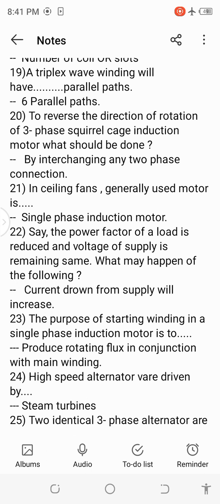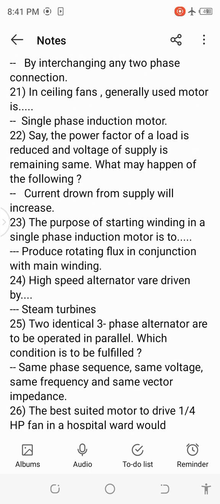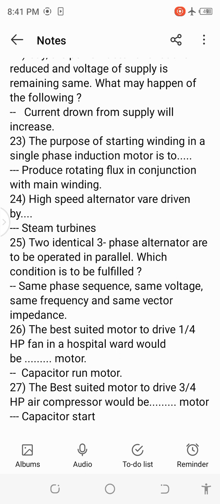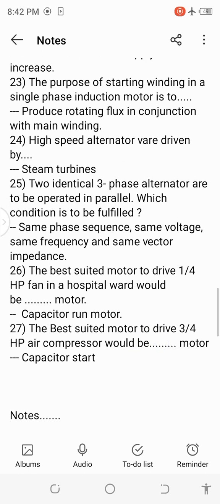23. The purpose of starting winding in a single-phase induction motor is to produce rotating flux in conjunction with the main winding. 24. High-speed alternators are driven by steam turbines. 25. Two identical three-phase alternators are to be operated in parallel. Which condition is to be fulfilled? Same phase sequence, same voltage, same frequency and same vector impedance.